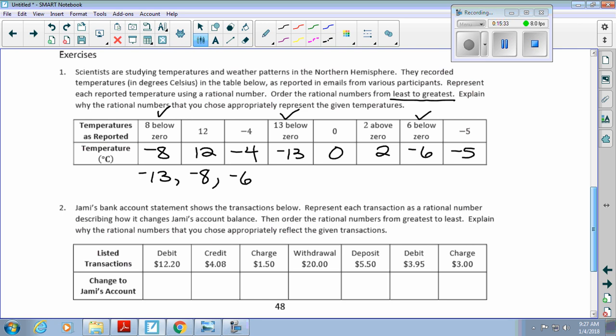Negative, what would be next, everybody? -5. Ooh, delayed response on the smartboard. All right. And then what is next? -4. All right. Well, we finished all the stops on the negative side of the number line. Now we're where?